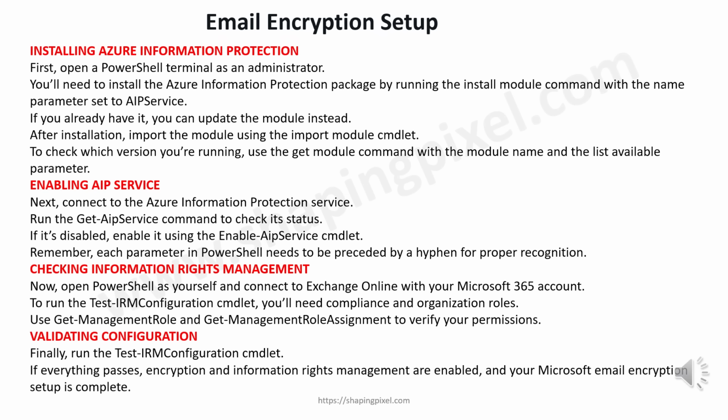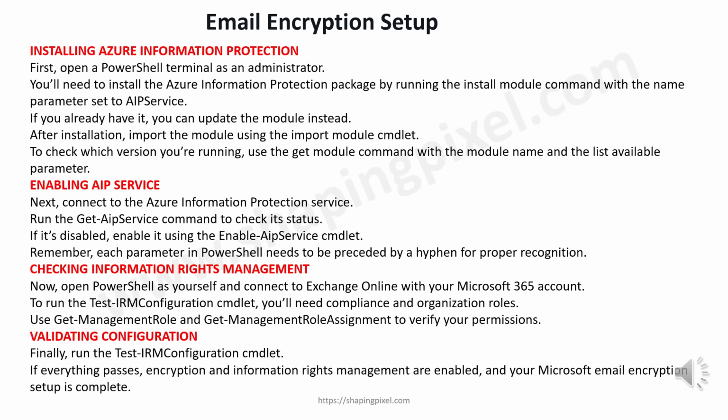First, open a PowerShell terminal as an administrator. You'll need to install the Azure Information Protection package by running the Install-Module command with the Name parameter set to AIPService. If you already have it, you can update the module instead. After installation, import the module using the Import-Module cmdlet. To check which version you're running, use the Get-Module command with the module name and the ListAvailable parameter.